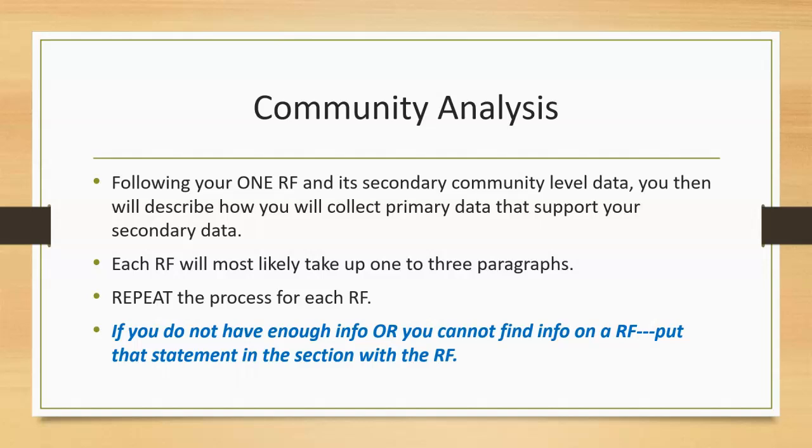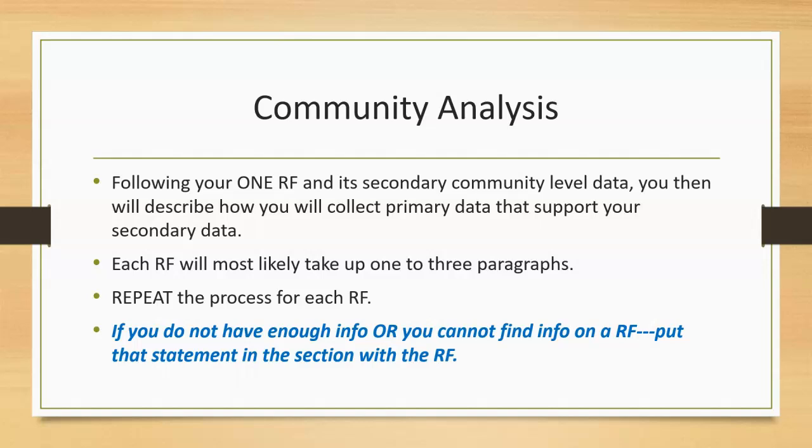Following the secondary community level data, you'll then describe which primary data you're going to collect. Primary data are data that support or supplement secondary data. Each risk factor will take 1 to 3 paragraphs. I always recommend that there's 1 paragraph of secondary data, maybe 2, and 1 paragraph of primary data. So you will have risk factor secondary data, the same risk factor primary data, then the next risk factor secondary data, primary data, and you'll repeat that for each risk factor.